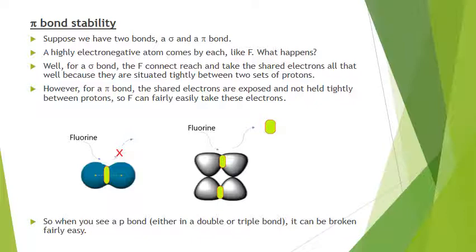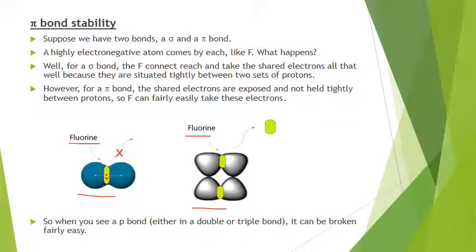Suppose we have two bonds, a sigma bond and a pi bond. So here's your sigma and here's your pi. And what you're going to do is have a fluorine atom fly by and see how it affects this bond. Fluorine, which has a high electronegativity, comes in and is going to try to steal the electrons here. Now, it's going to be really hard because those electrons are really locked into place between the two protons. So fluorine is not going to really be able to break this bond.